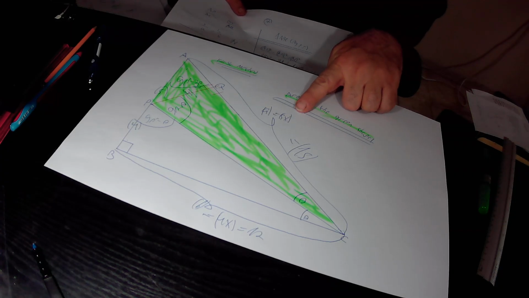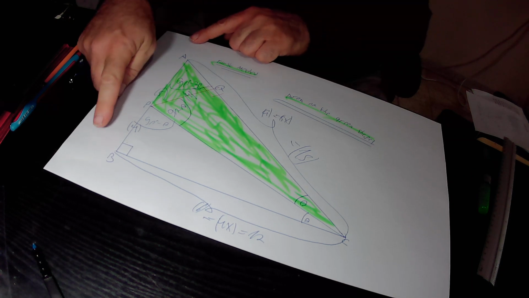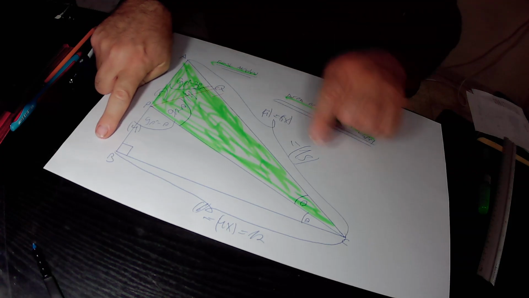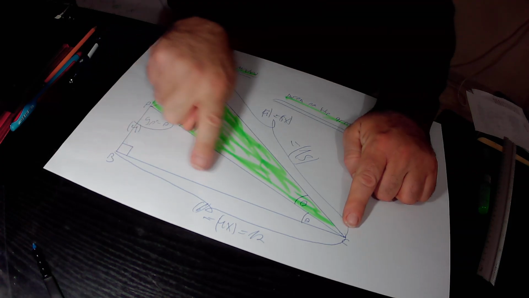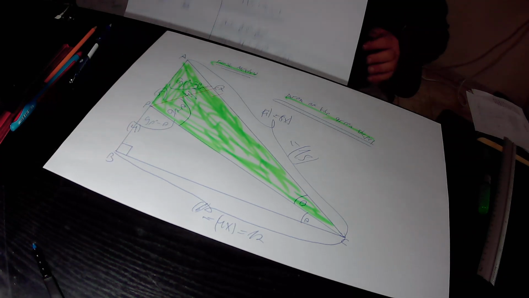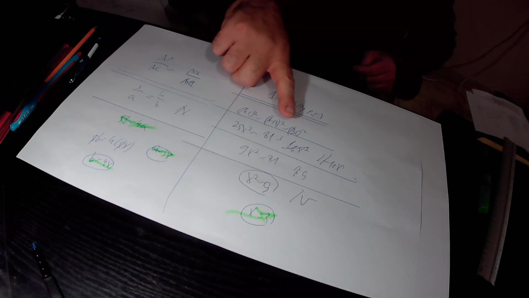AC is 5x, therefore AC squared is 5x squared. 5x squared is 25x squared, and it equals AB squared. AB in total is 5 plus 4, that is 9, therefore AB squared is 9 squared, that is 81, plus BC squared. BC is 4x, therefore BC squared is 4x squared, which is 16x squared. So in total, we find that 25x squared equals 81 plus 16x squared.